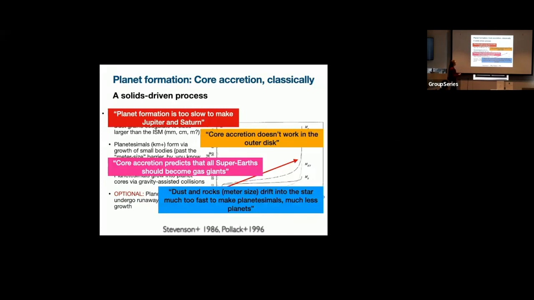Core accretion predicts that all super Earths should become gas giants. That's a little more technical, but maybe some people have heard this. And that dust and rocks drift into the star much too fast to make planetesimals, much less planets. So there's all manner of reasons why this doesn't work. And so now I want to address how, fortunately, we have made progress in the theory of planet formation since the mid-90s. And I'd say we have good ways to address many of these challenges.